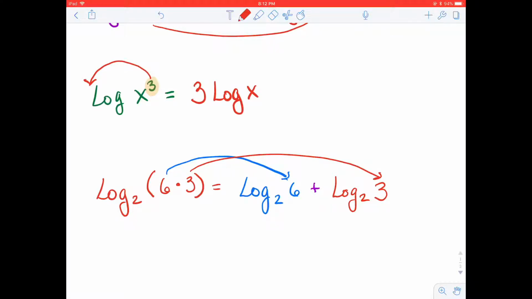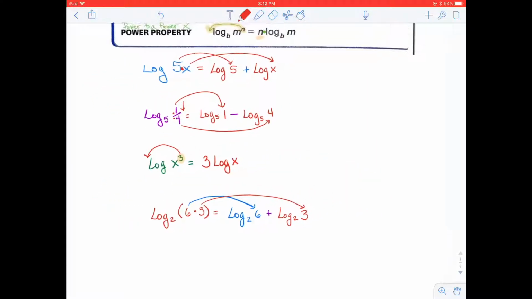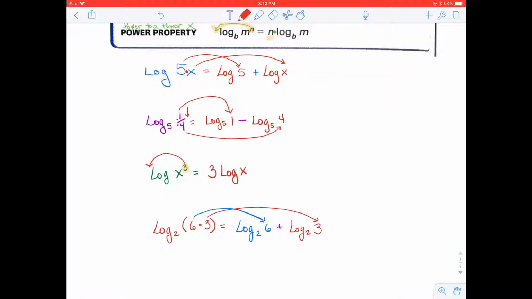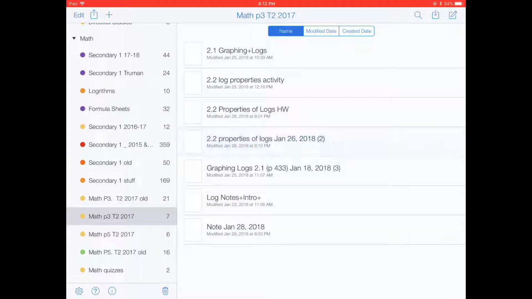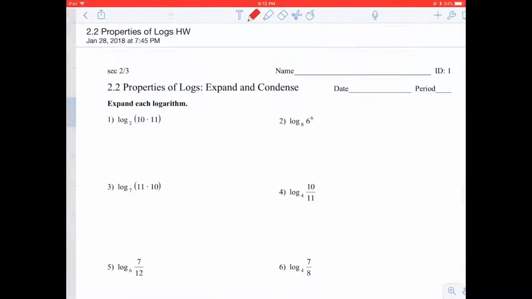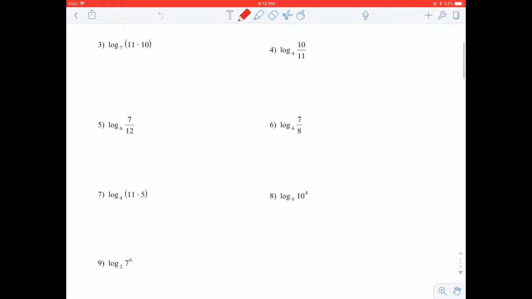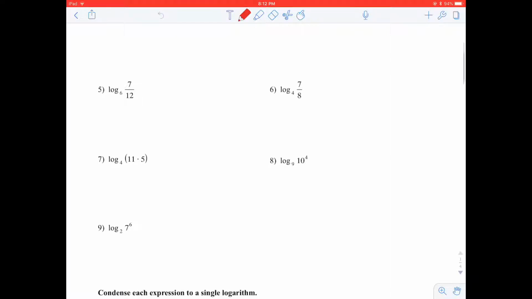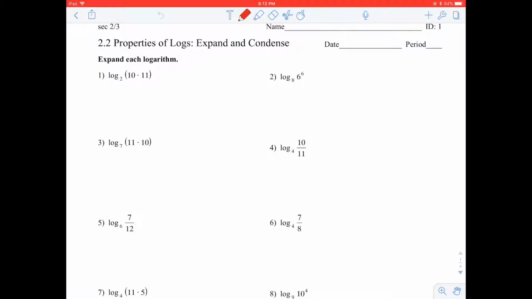Next, you're going to go into Canvas, and you're going to download 2.2. And it's going to be properties of log homework. So 2.2, the homework. And you're going to do problems 1 to 12. So it's going to look like this. 2.2, properties of logs homework. And you are going to expand each of those. Oh, it's from 1 to 9. So you're doing problems 1 to 9.